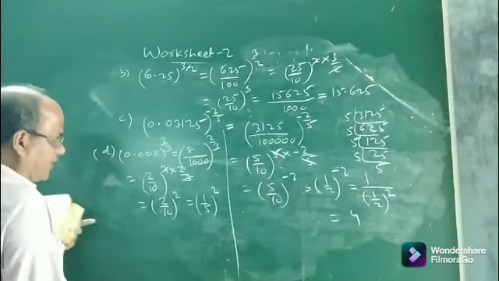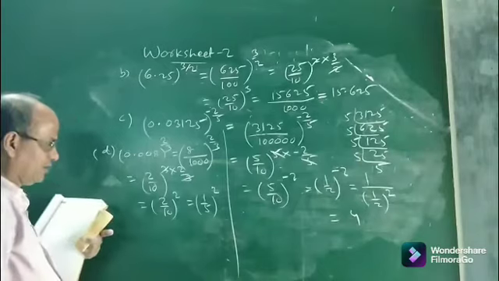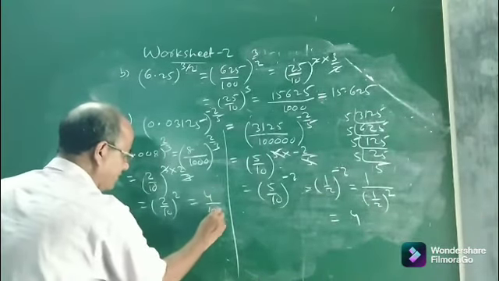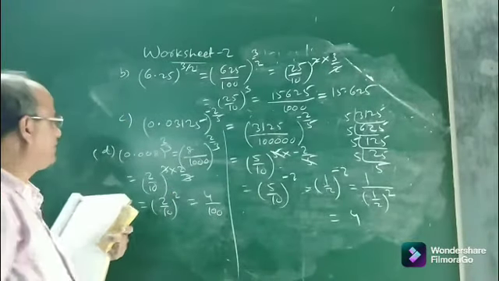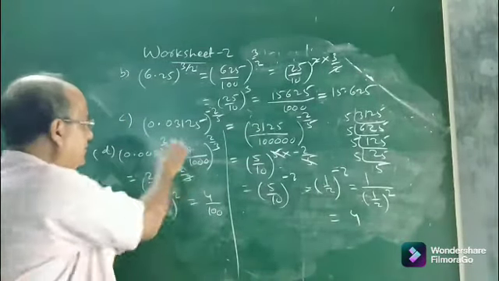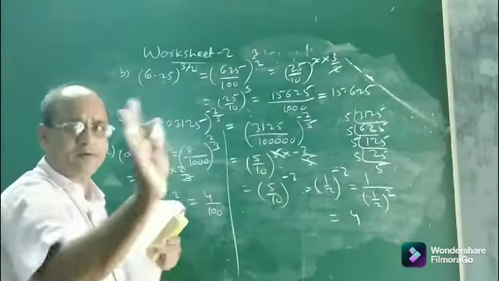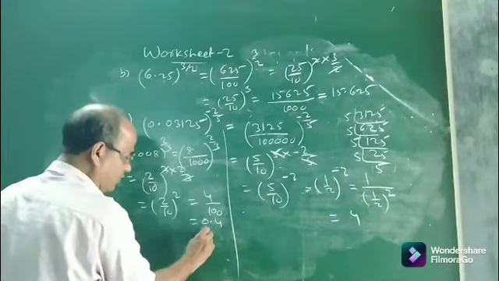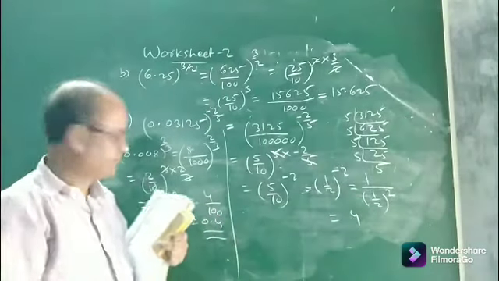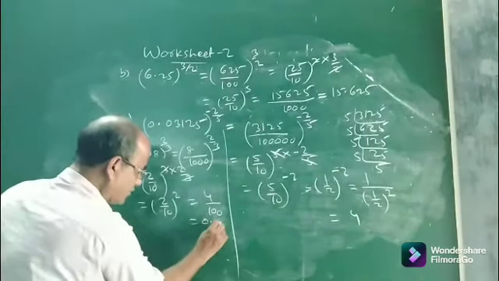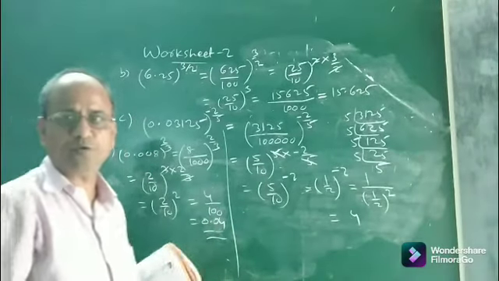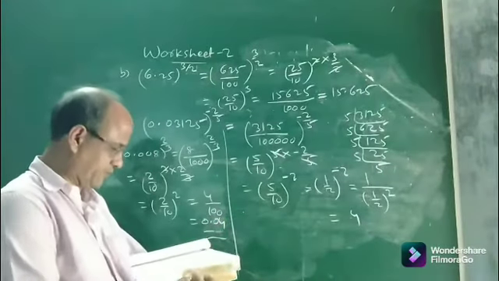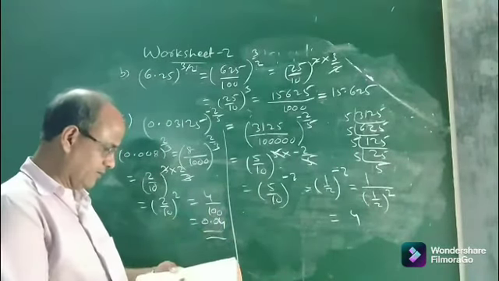2 by 10 whole square is what? You can say it is 4 by 100, because we have to find the answer in decimal. Because the question is given in decimal, the answer must be in decimal. So 4 by 100 will be 0.04, not 0.4. 0.4 is 4 by 10. So 4 by 100 means it is 0.04. So in this way, you will do number 3.